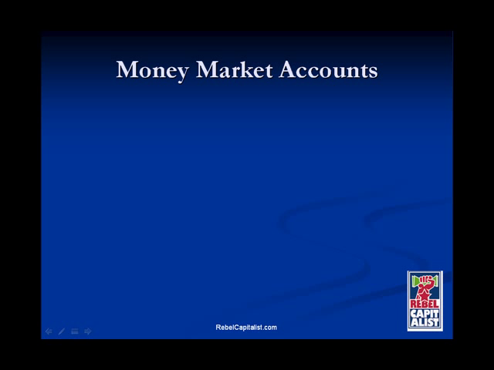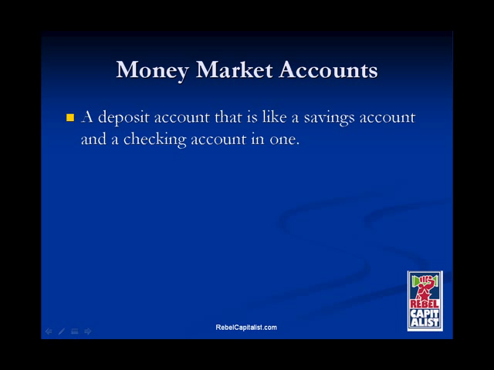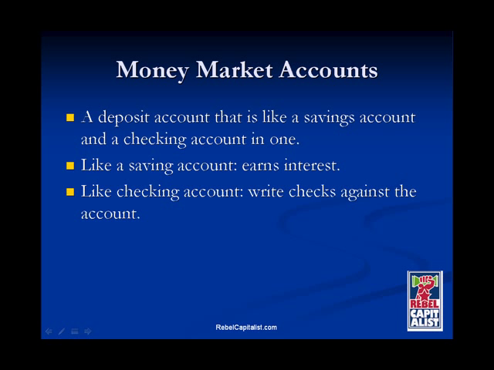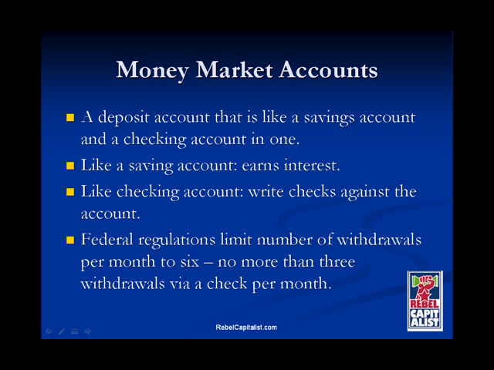Money market accounts. Money market accounts are deposit accounts that act like a savings account and a checking account in one. They act like a savings account because they earn interest on account balances. And they act like a checking account because you could write checks against the account balance. And importantly, federal regulations limit the number of withdrawals to 6 per month and no more than 3 withdrawals via a check per month.